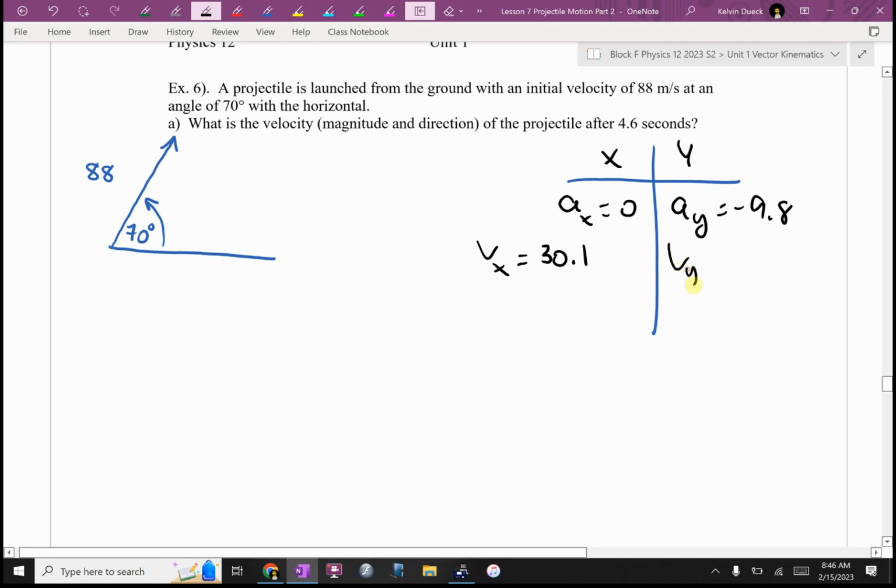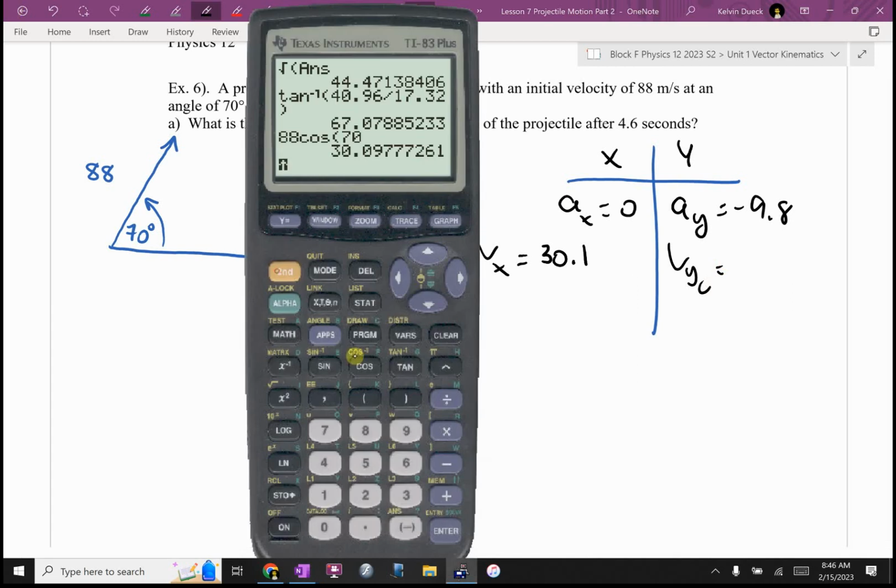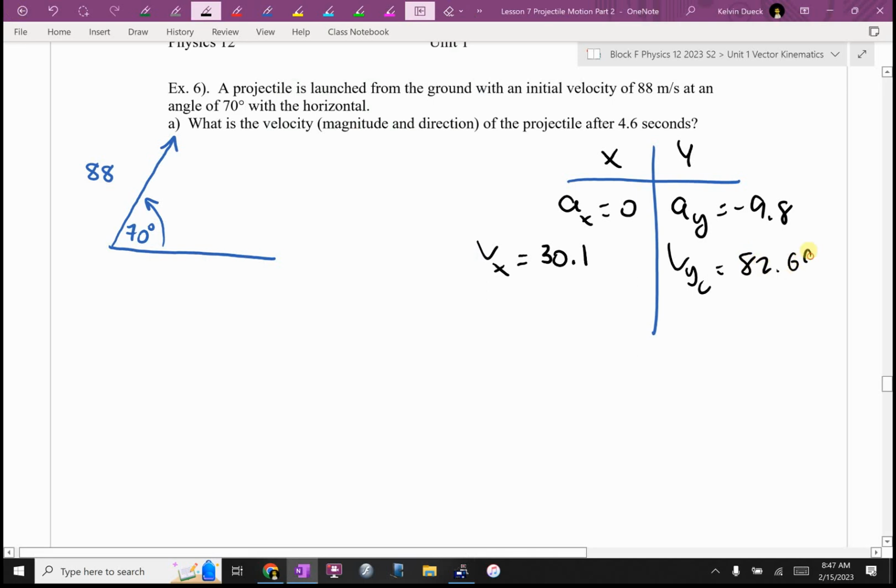Which trig function is Vy initial? I have no idea what the answer is. 82, you know what? That 2 is next to a 9. How about 82.693? That's a good place to round off to 5 sig figs. 82.693. Alrighty.